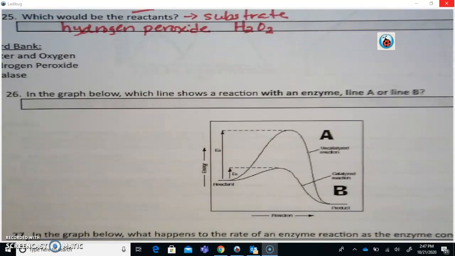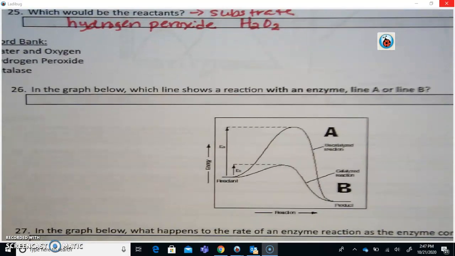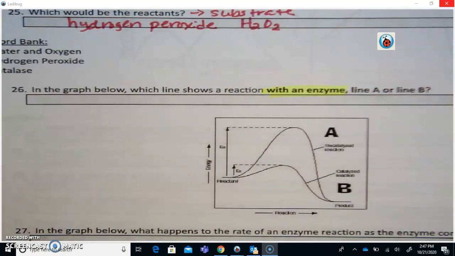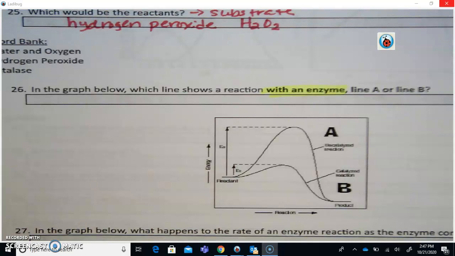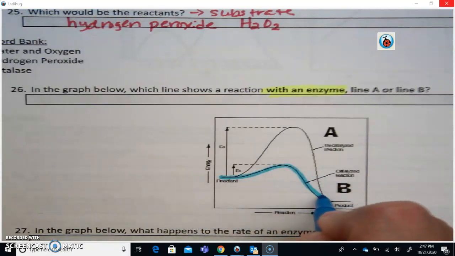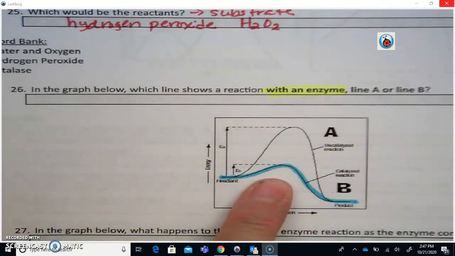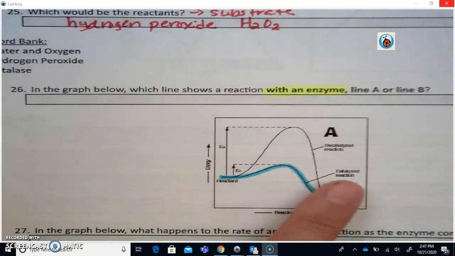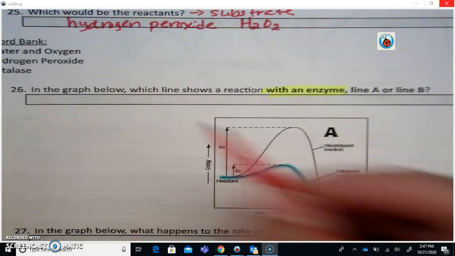So we have question number 26. In the graph below, which line shows a reaction with an enzyme? With an enzyme. So when there's an enzyme present, the activation energy is lower. So that's going to be this first line here, which I'll highlight with a highlighter. This is going to be the course of the reaction when there's an enzyme present, when it's catalyzed. So it's going to be B, which is the blue line.